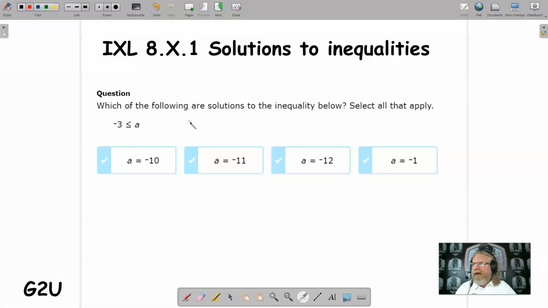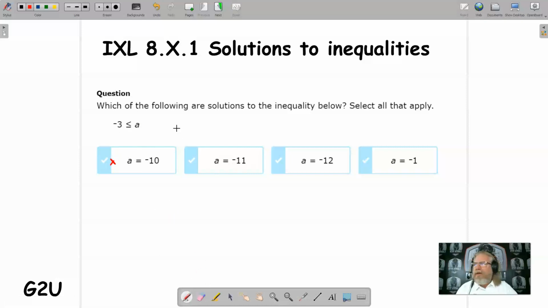So it says, which of the following are solutions to the inequality below? Select all that apply. Well, be careful whenever it says select all that apply. There could be more than one correct answer. So you could go through and substitute in each of these. You could put -10. And is -3 less than -10? Actually, it's the other way around. -10 is less than -3. So this first one doesn't work.